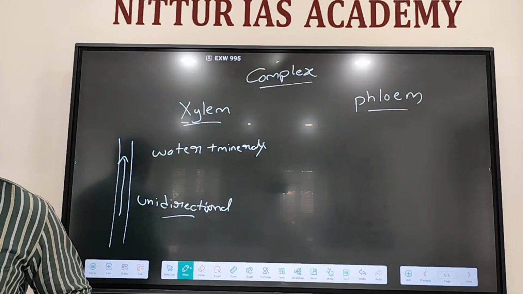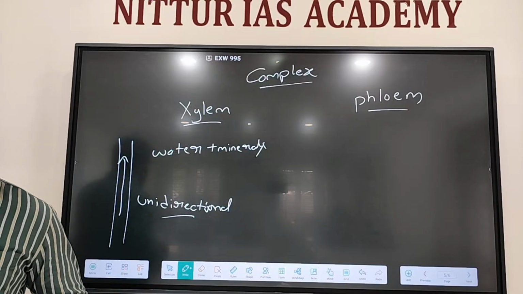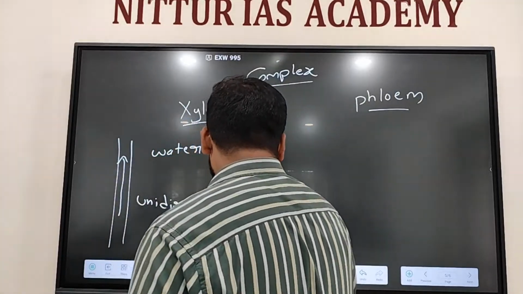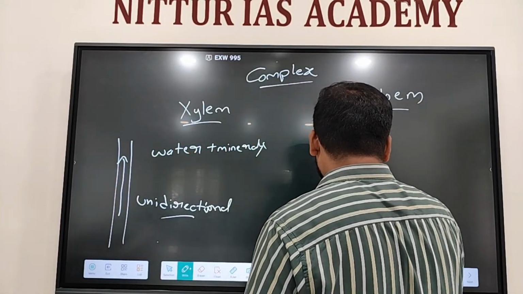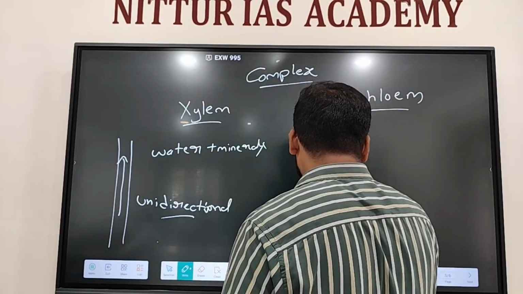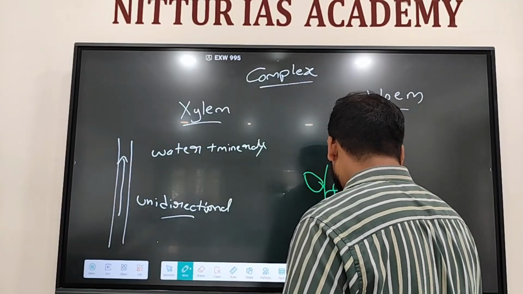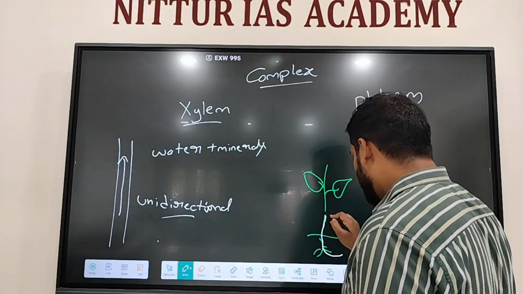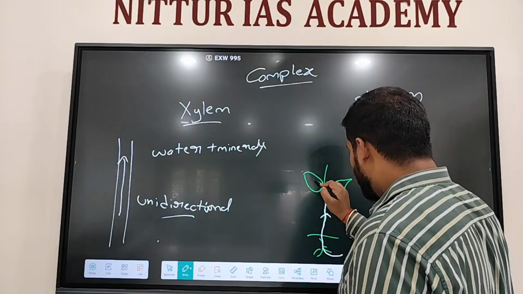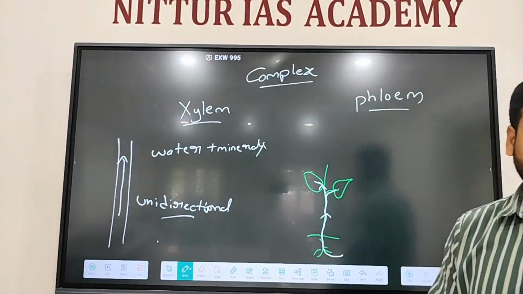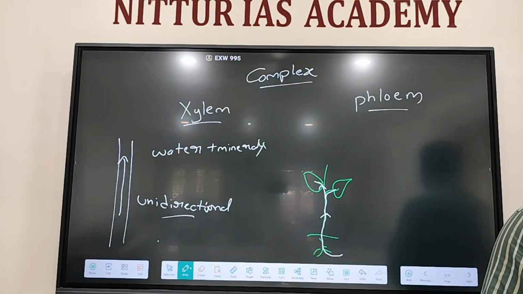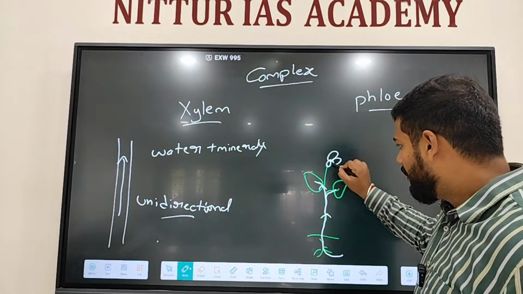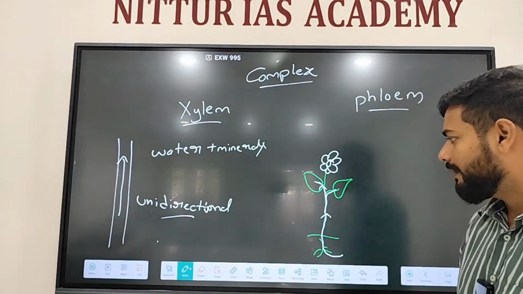Unidirectional means plants absorb water and minerals with the help of roots, right? Then the water travels in one direction and reaches the leaves. In the leaves, what happens? Photosynthesis. Leaves are called the food factories of the plant, right?